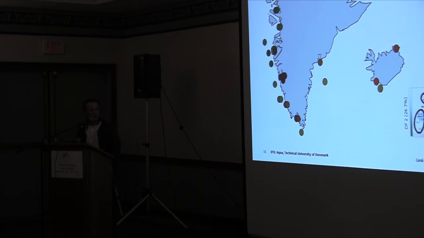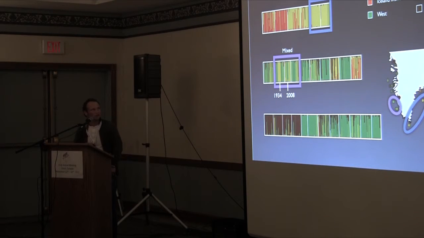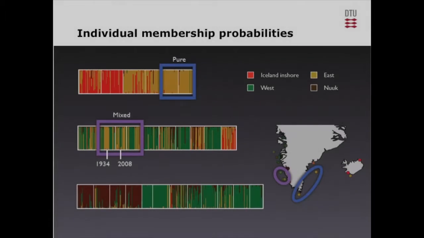If you go into more detail and look at the individual level, this square represents a population sample, while each line represents an individual. So in some areas you have what looks like really pure populations, around here, and in other areas you have what appears to be mixed, with individuals with different color codings, belonging to different populations.